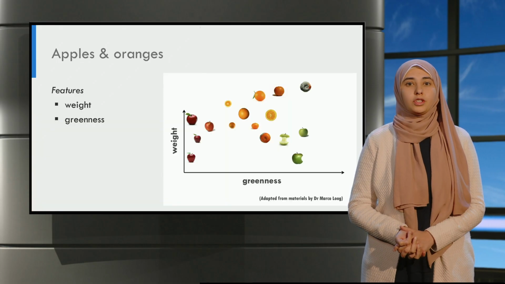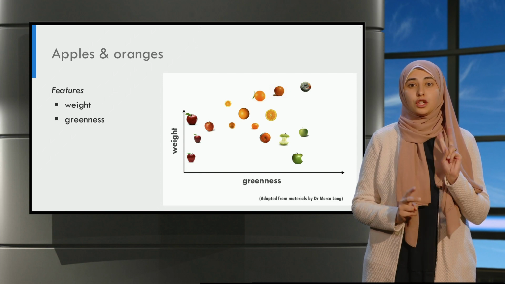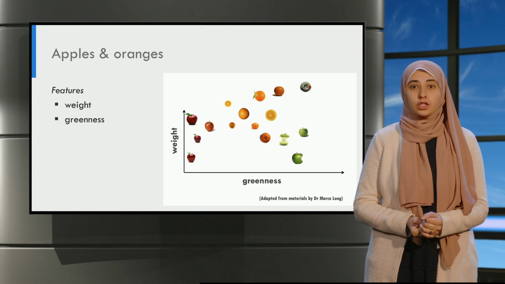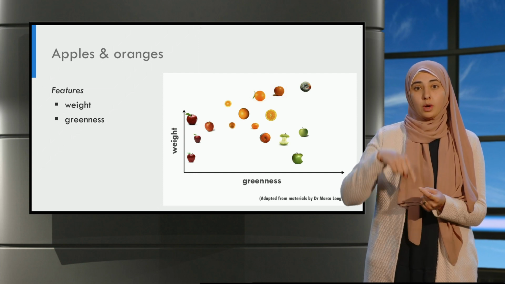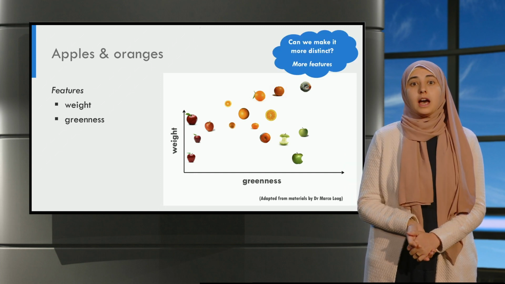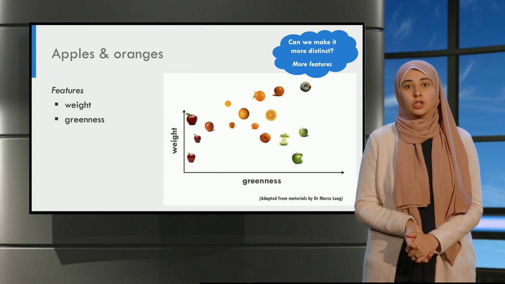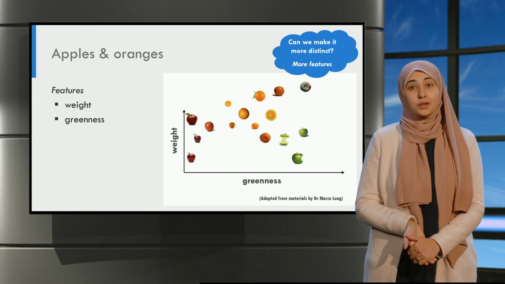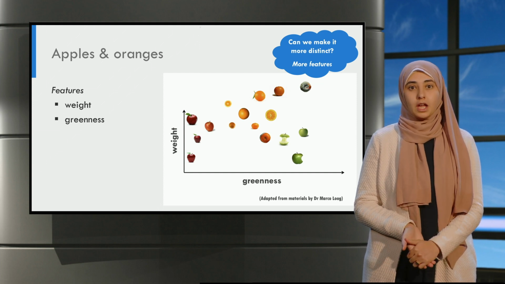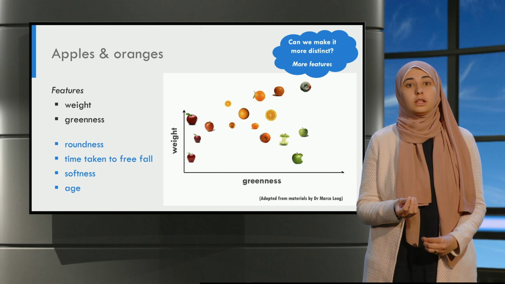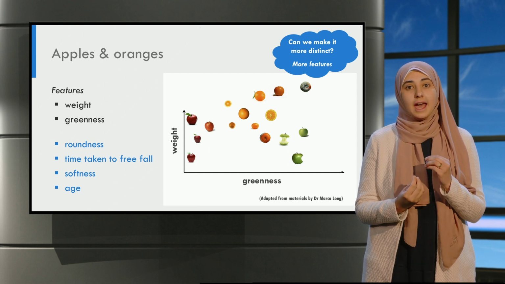Suppose apples and oranges are being studied. For this purpose, two features of apples and oranges are measured and saved. Those features are the fruit's weight, plotted on the y-axis, and the fruit's greenness on the x-axis. After a lot of research, some researchers suggest to increase the number of features. Maybe that way they can learn more about apples and oranges. Those were the new features measured: roundness, time taken to free fall, softness, and age.